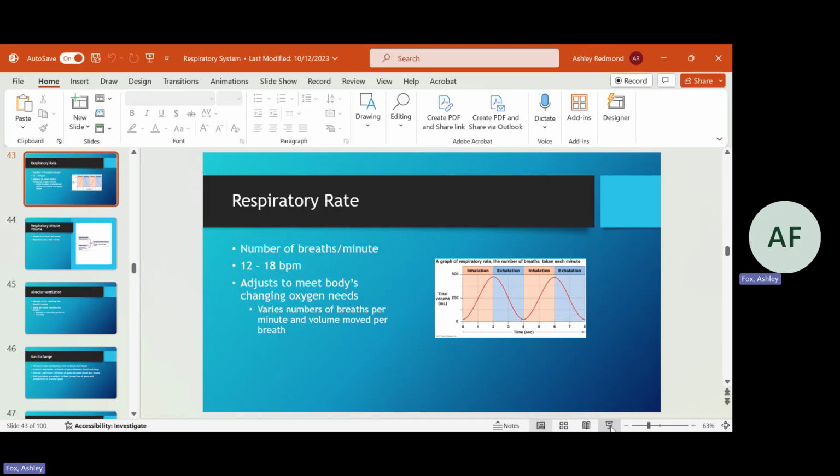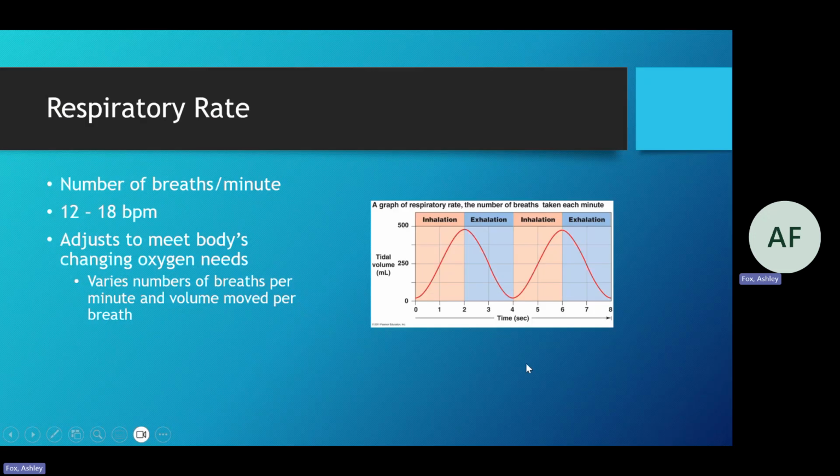So looking at respiratory rate, that's the number of breaths per minute. So you look at number of times you inhale and exhale per 60 seconds. On average, it's 12 to 18 breaths per minute. So BPM is breaths per minute. We've seen beats per minute when we talked about the heart, but this is the lungs, so it's breaths per minute.